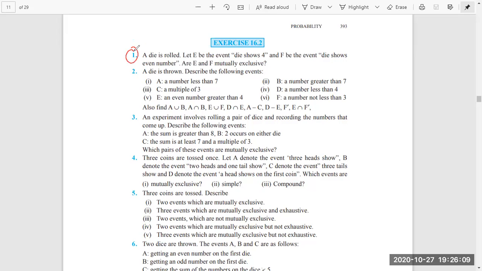Question number 1. A die is rolled. Let E be the event that the die shows 4 and F be the event that the die shows an even number. Are E and F mutually exclusive?